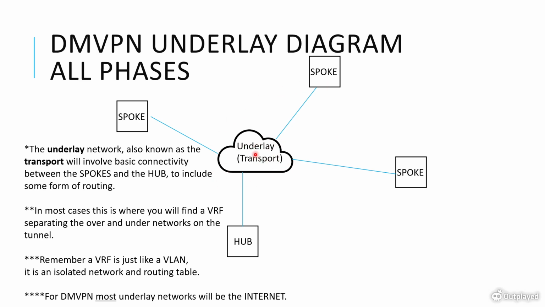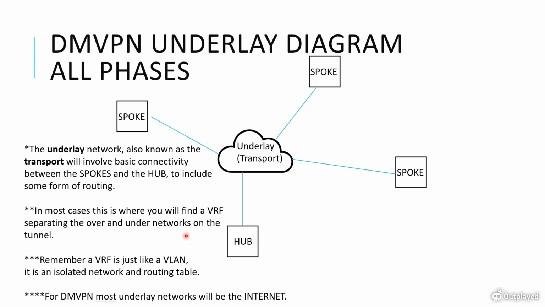The underlay or transport is whatever network you're using, could be private or public, like the internet. And then you have your spokes, and your spokes are using this underlay transport network to get to the hub. So in most cases, you also might find VRFs separating the over and underlay networks in the tunnel. This is common in enterprise networks. Nothing to be afraid of, just something to be aware of and how VRFs work.